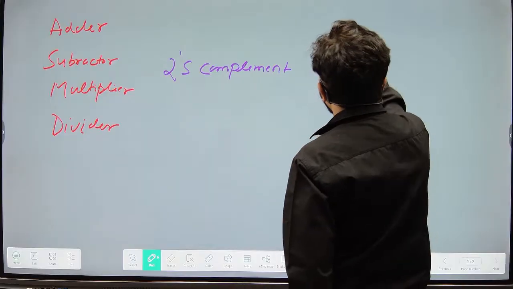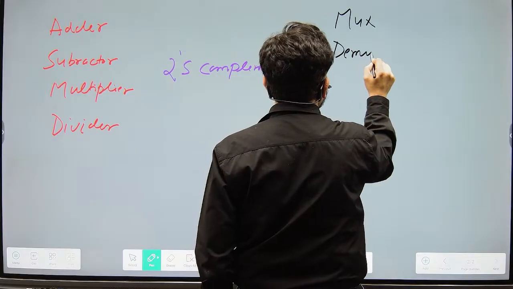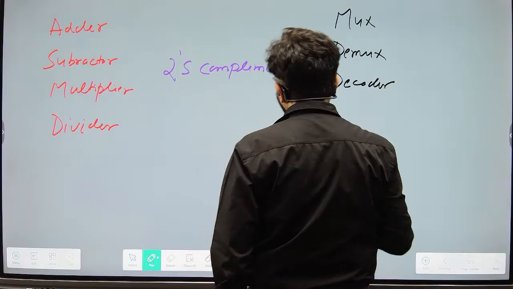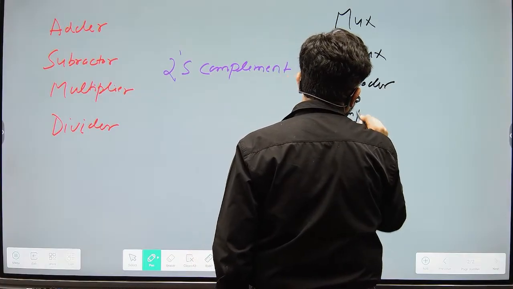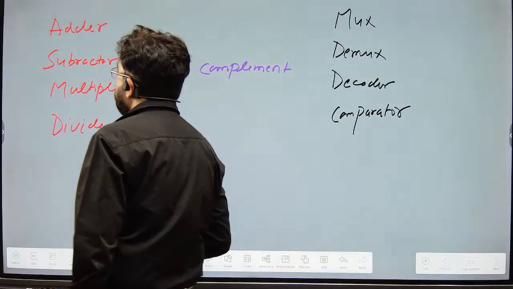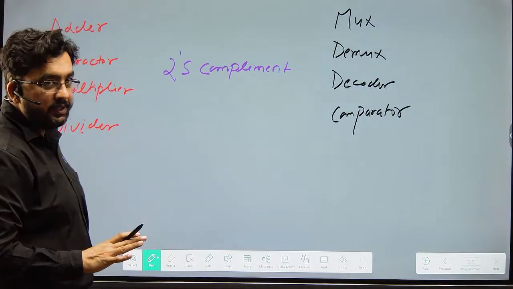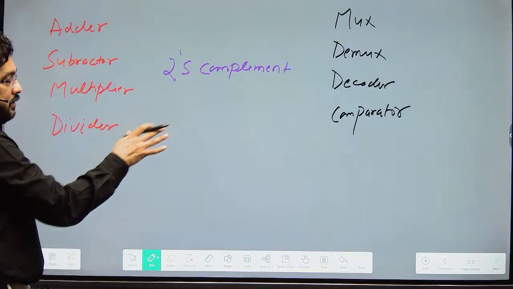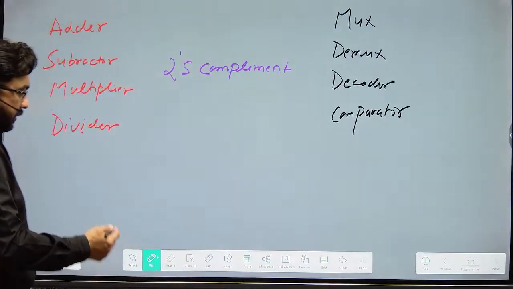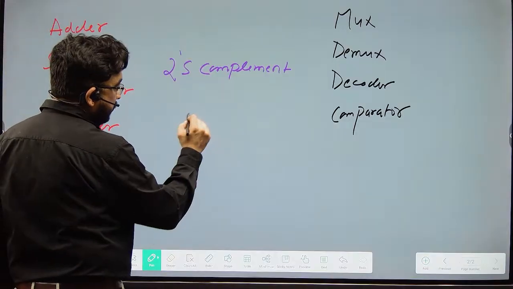You require a mux, demux, decoder, and sometimes maybe a comparator. These are the only components available in combinational logic. With the help of these components, you are going to design the hardware circuit of a sign calculator.